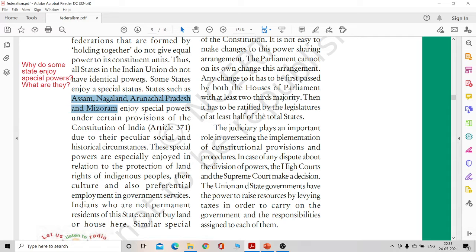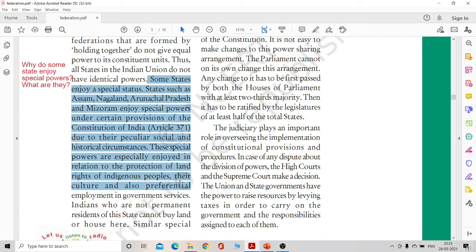So the answer starts with: some states enjoy a special status. Who are they? So you name them: Assam, Nagaland, Arunachal Pradesh and Mizoram. What is the article? Article 371, and it is because of their peculiar social and historical circumstances. So their cultural heritage is very different from mainstream India. So these special powers are especially enjoyed in relation to the protection of their land rights and of course the protection that is given to the indigenous people.